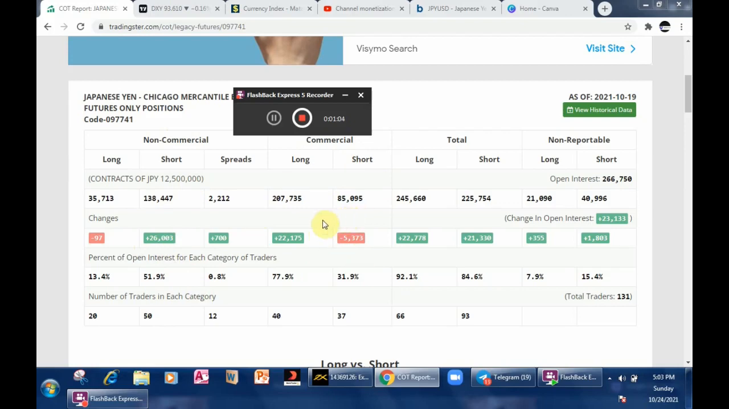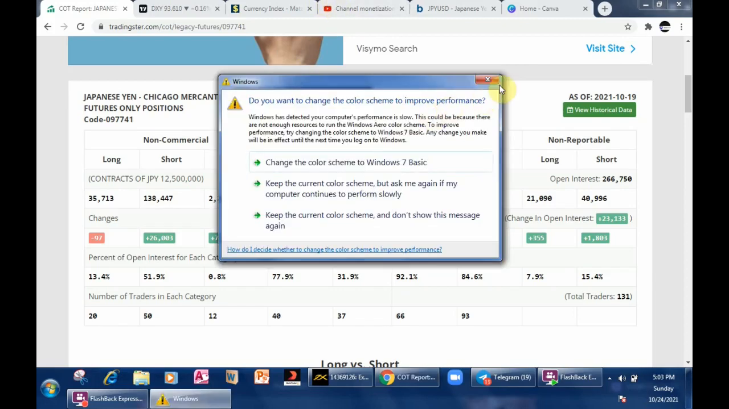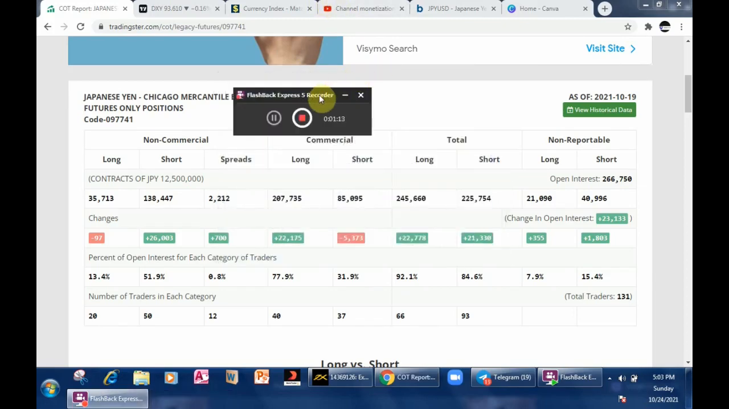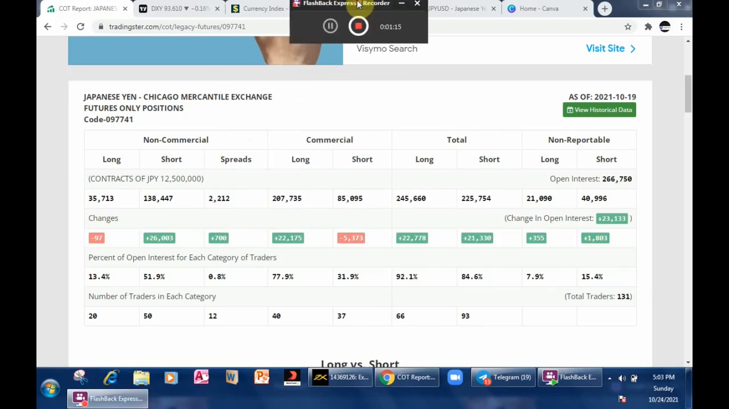Okay, the commercials are the hedgers, so they trade just the opposite of what the price is doing. Let's look at this together. The non-commercials are heavily net short. That's very, very important. You need to look at their net holdings, net short or net long holdings.